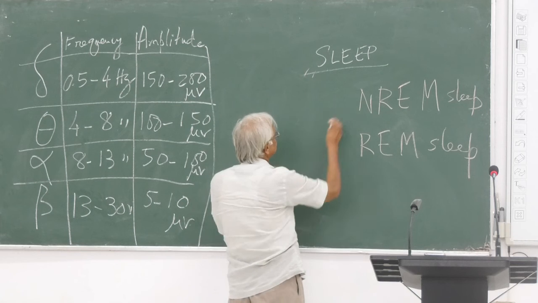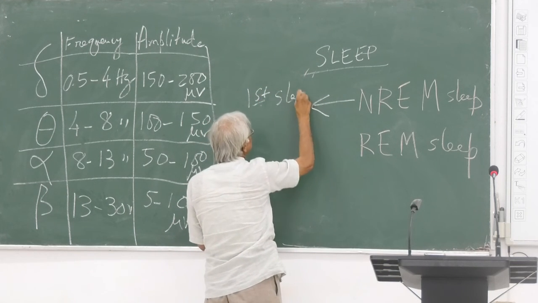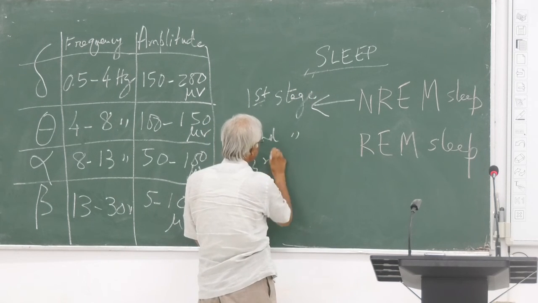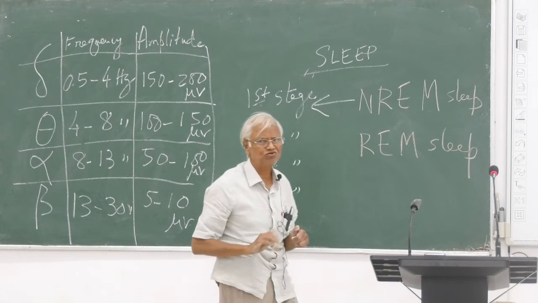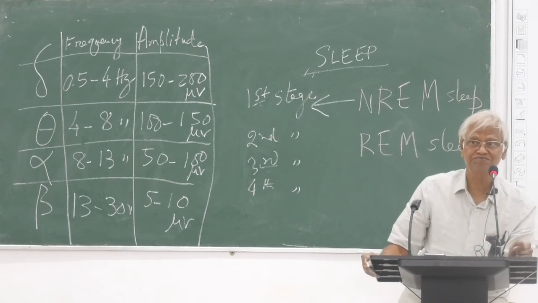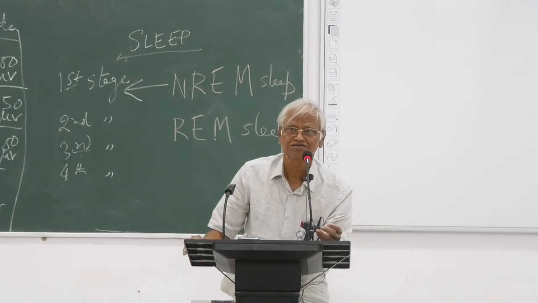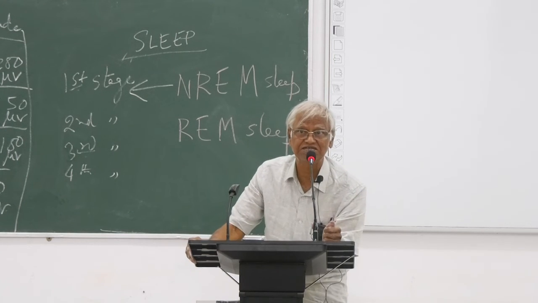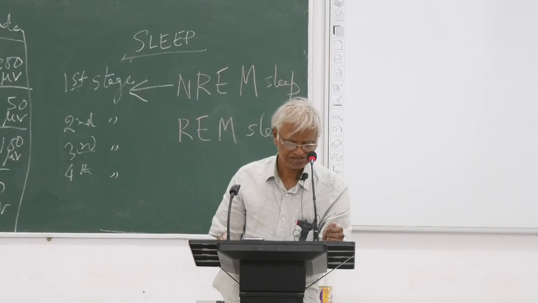These are the 4 stages of NREM. First stage, second stage, third stage, and fourth stage. REM sleep has no stages. It is already very small compared to the NREM phase, already very short, so it does not have further stages. But NREM sleep, non-rapid eye movement sleep, has 4 stages: stage 1, stage 2, stage 3, stage 4.